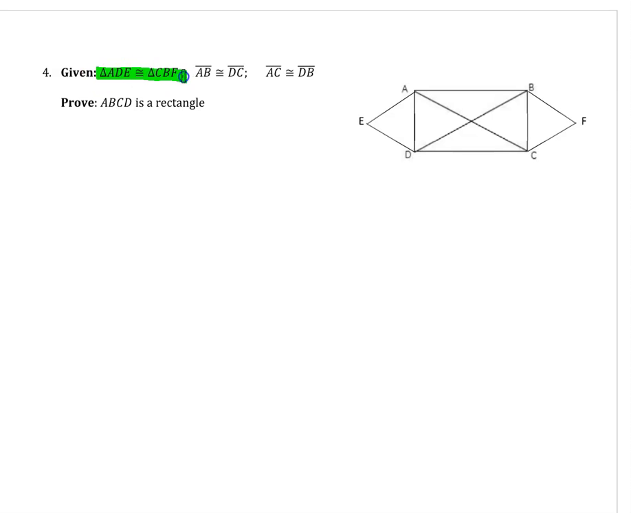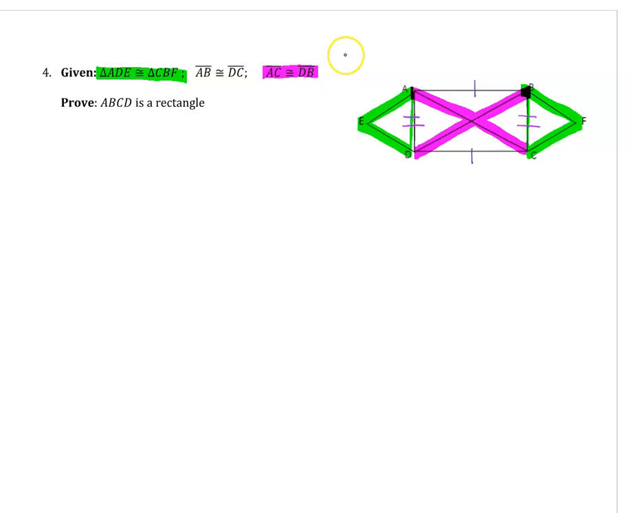I'm giving you these 2 triangles are congruent. AB is congruent to DC, and AC and DB are congruent. I want to show that ABCD is a rectangle. Now, by having those triangles congruent, I can pull their corresponding sides. So I know AD would be congruent to BC. AC being congruent to DB is giving me the diagonals.